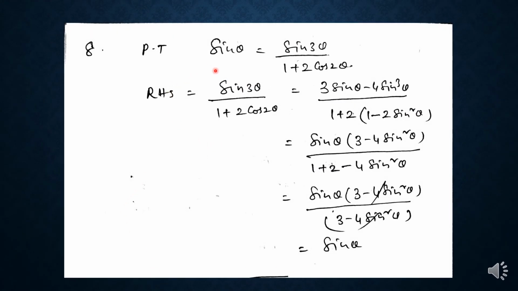Prove that sin theta is equal to sin 3 theta by 1 plus 2 cos 2 theta. See here, in LHS we have sin theta, and RHS is sin 3 theta by 1 plus 2 cos 2 theta. To prove this, by taking RHS we can apply the formula for sin 3 theta and cos 2 theta. From that we can find the required proof. So sin 3 theta by 1 plus 2 cos 2 theta is RHS.